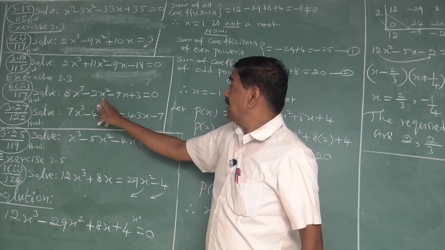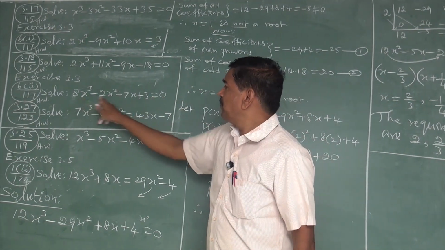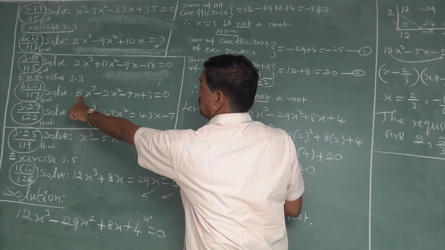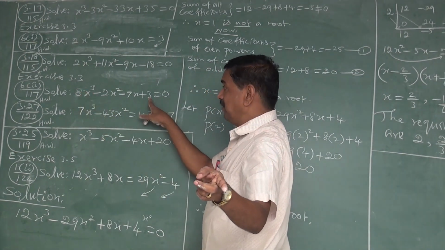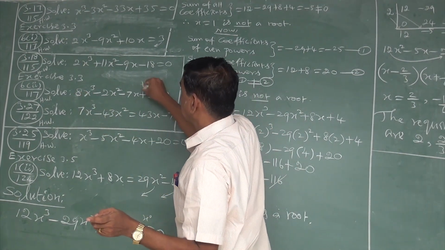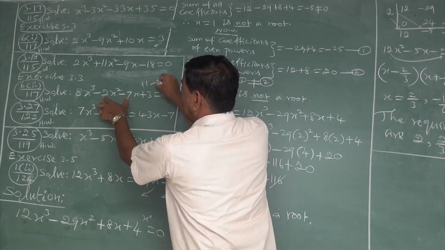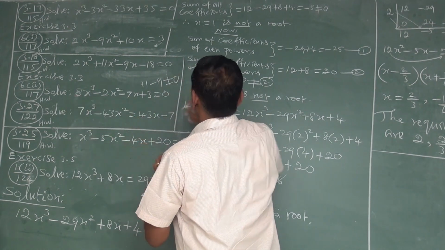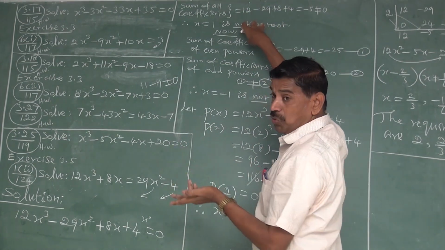Here, x cube, x square, x, and a constant, none absent. Direct question. Can you tell me the sum of all coefficients, please? Sum of all coefficients means plus 8 plus 3. What is your answer? 11. Sum of all coefficients 11, a positive 11. Negative? Minus 9. So 11 minus 9 is not equal to 0. Sum of all coefficients is a failure. Therefore, x equal to 1 is not a root.